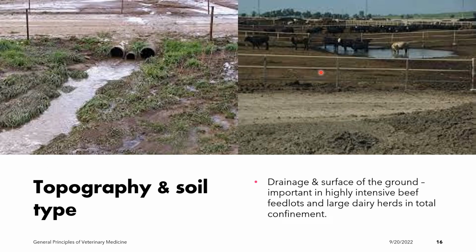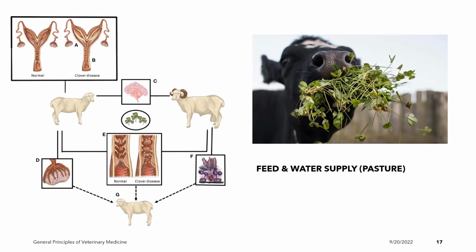The drainage and the surface of the ground, as seen in the figure, is also an important aspect in highly intensive beef feedlots and large dairy herds in total confinement. So we also have the feed and the water supply. So for the outdoor environment, in terms of the feed, we have the pasture.